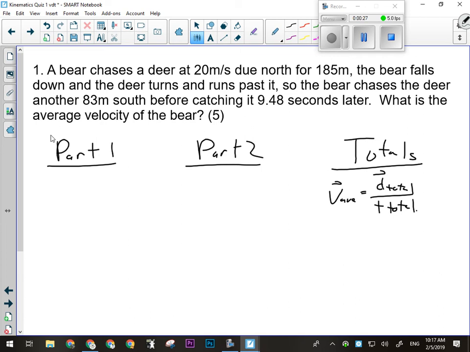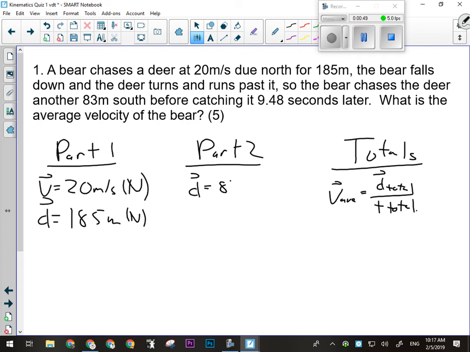Okay? So in part 1, we are told that the velocity of the bear is 20 meters per second, and that's due north, okay? And he does that for 185 meters, also north. All right, for part 2, we're told that the bear is now running 83 meters south, okay? And doing that for a time of 9.48 seconds. All right, so you can give them a mark if they have givens written down there. Okay, that'll be worth 1.